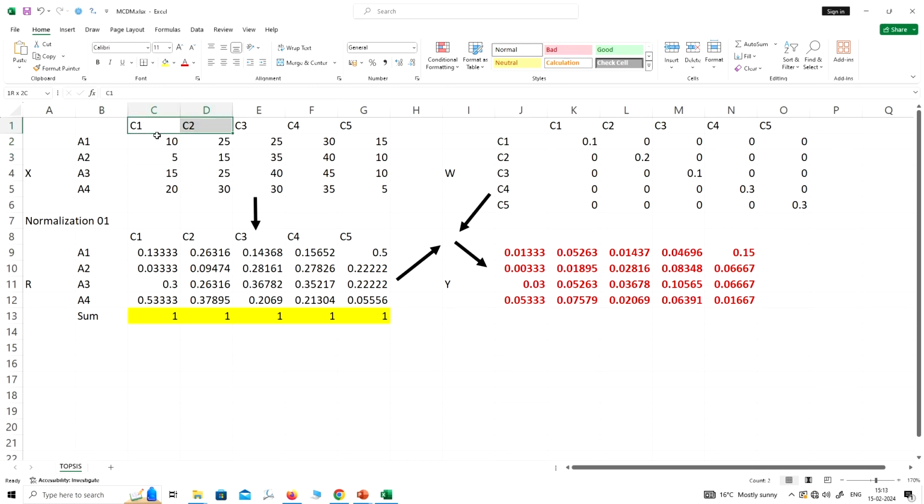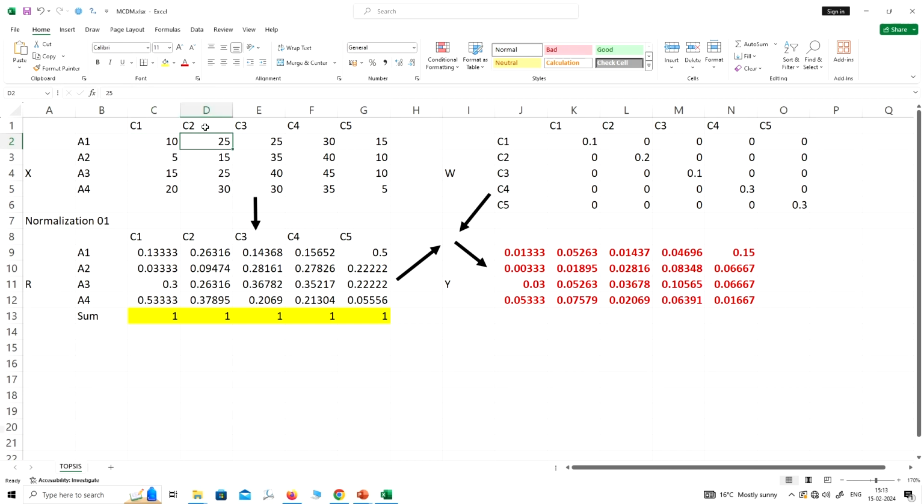Each alternative is based on 5 criteria, and the column-wise values which you see. If it is a repetition, please excuse me, because this type of concept will be utilized for all the other methods also. The values highlighted in column C, for the first criteria C1, corresponding to alternatives A1 to A4, are 10, 5, 15, 20.